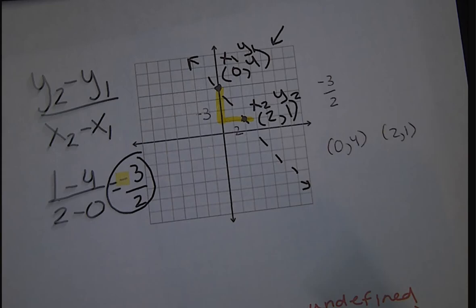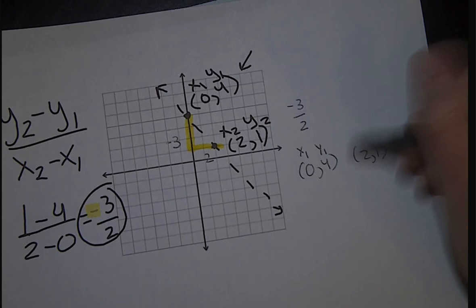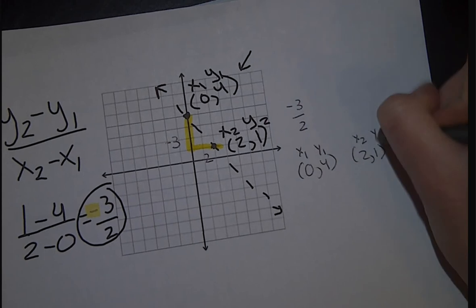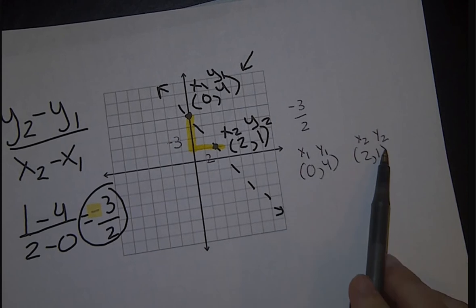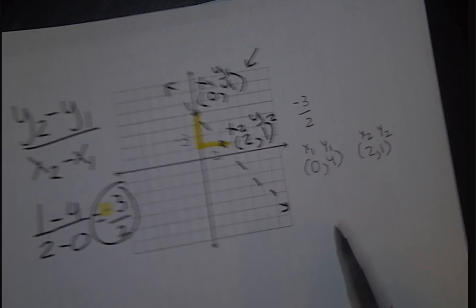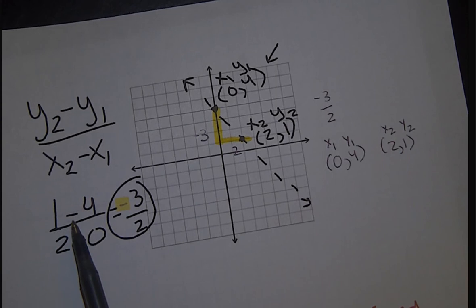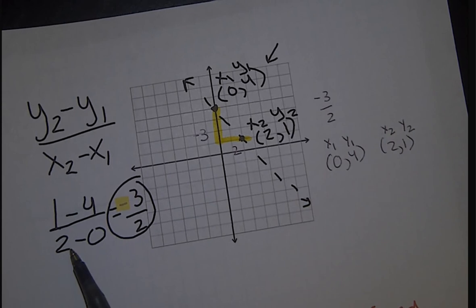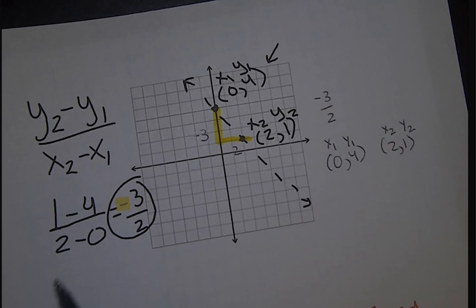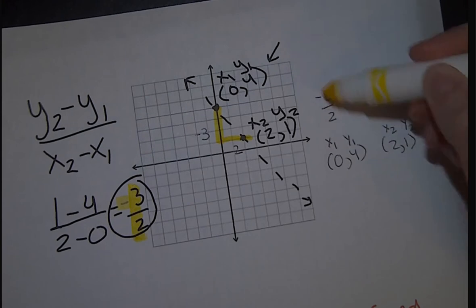So I could say, okay, this is my first set of coordinate points, so I'm going to call that x1, y1. This is my second set of coordinate points, so that's x2, y2. Now, could you have called this one your second and this one your first? Yup. You just want to make sure that you're labeling them beforehand and you're staying consistent. So then I just plug these points in. So I would say, okay, my y2 was 1 minus my y1, which was 4, divided by my x2, which was 2, minus my x1, which was 0. 1 minus 4 is negative 3. 2 minus 0 is 2. So you can see we got the same answer both times, negative 3 over 2, just 2 different ways of doing it.